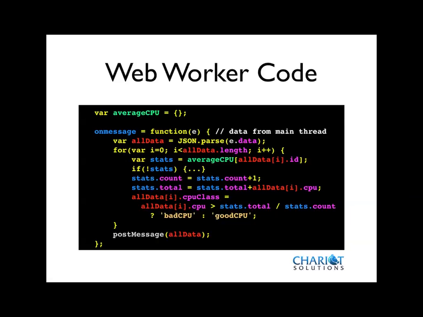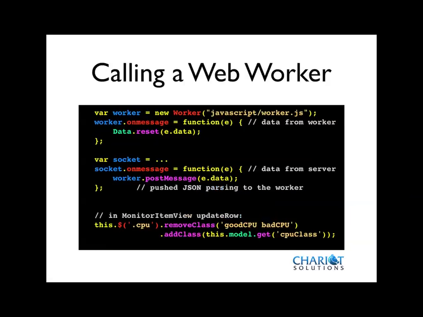So the onMessage function is the one that receives data from the main thread, and the post message is the function we use to send data back to the main thread. Again, if we look at these two slides together, the socket gets some data, it posts the message to the worker, the worker processes the data, posts the message back to the main thread, and then the main thread receives it from the worker and sticks it into the model. And then the view renders and applies that class.